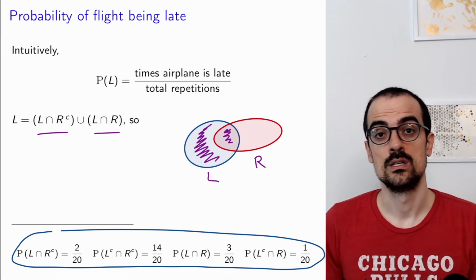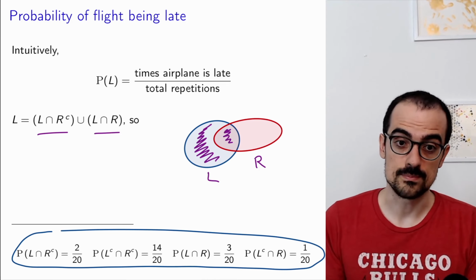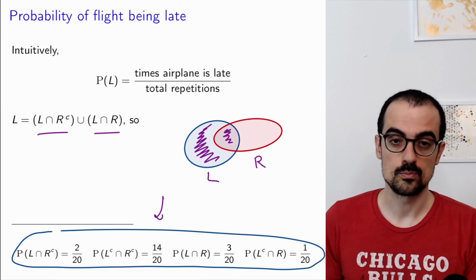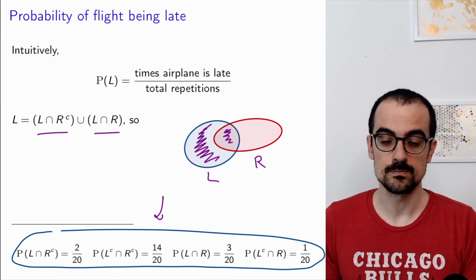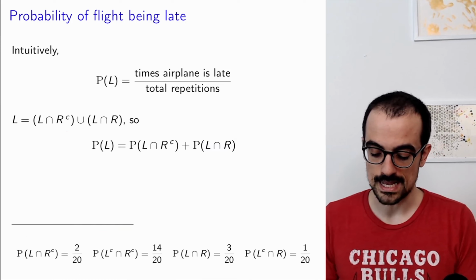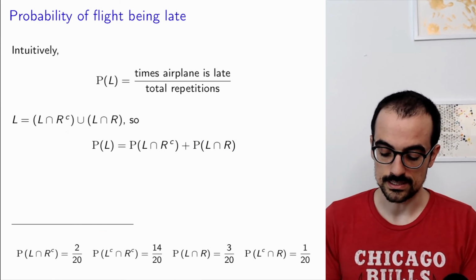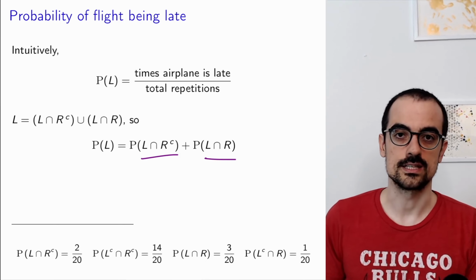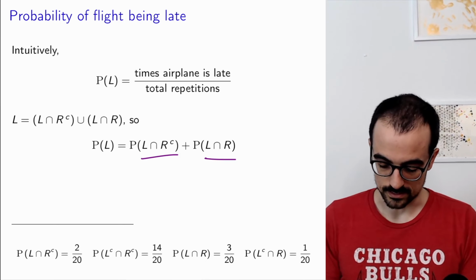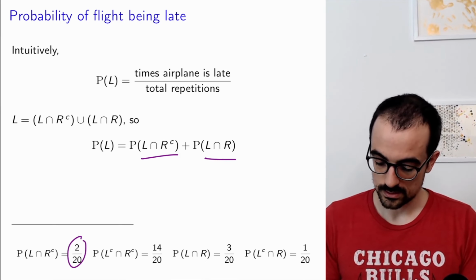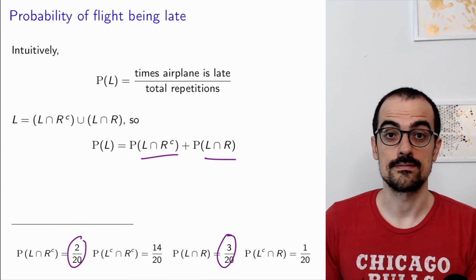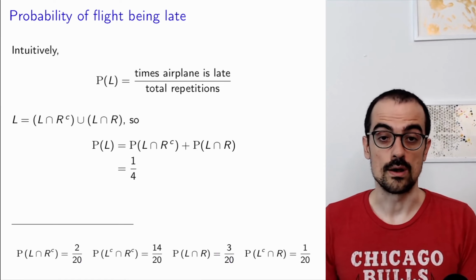These are two disjoint events, so we can sum their probabilities, and we know their probabilities from this information that is available. So now we can compute the probability of L as the sum of the probability of L intersection R complement and L intersection R. L intersection R complement is 2/20. L intersection R is 3/20. The probability that a flight is late is 1/4.